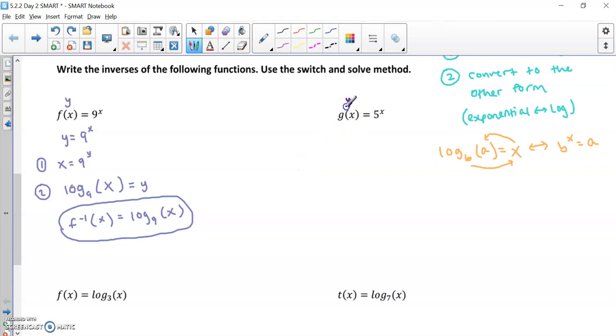So again, this is our y, so we have y equals 5 to the x. So step 1 is to switch x and y, so x equals 5 to the y. Step 2 is to put this in log form. So remember, the base is going to be whatever is being raised to the exponent. So in our case, it's a 5, so log base 5 of x equals y.